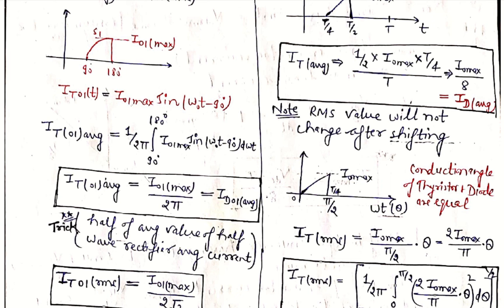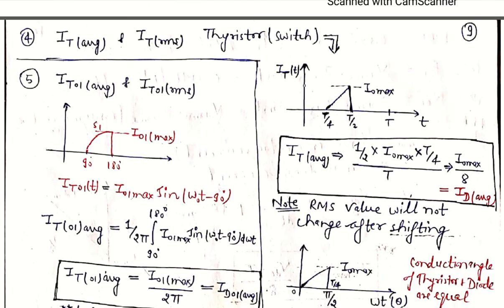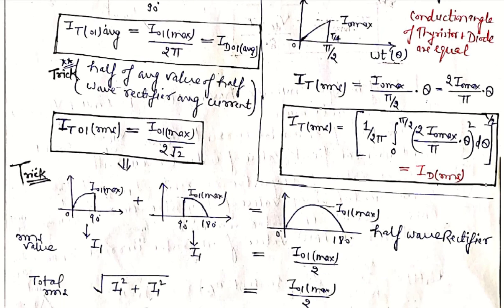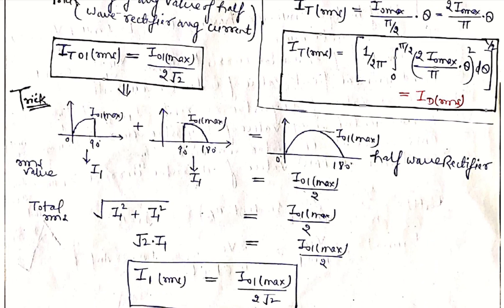And if we want to find the RMS value of the thyristor current waveform, how will we calculate it? This is the trick we will apply for the calculation of the RMS current waveform. We take two waveforms, from 0 to 90 degrees, that is I01 maximum, and from 90 to 180 degrees, I01 maximum, because we take this half wave rectifier output waveform from 0 to 180 degrees and break this waveform into two parts, from 0 to 90 degrees and 90 to 180 degrees.